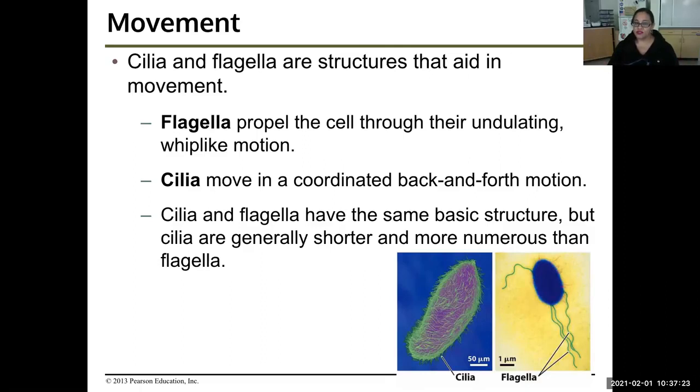And they have the same basic structure, but cilia are generally shorter and more numerous than flagella. The typical structure that has a flagella is like a sperm cell. The little whip-like tail is a flagella.